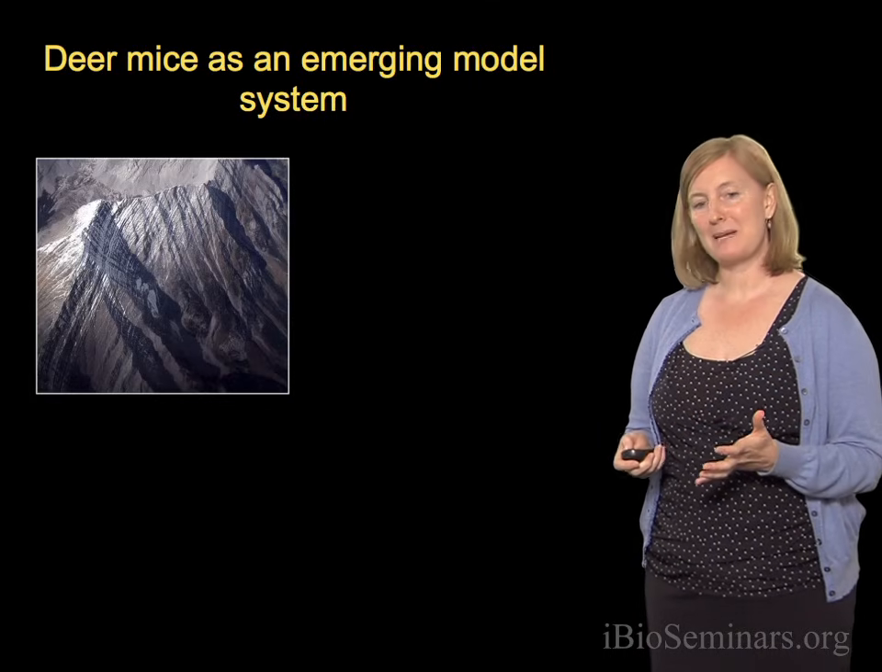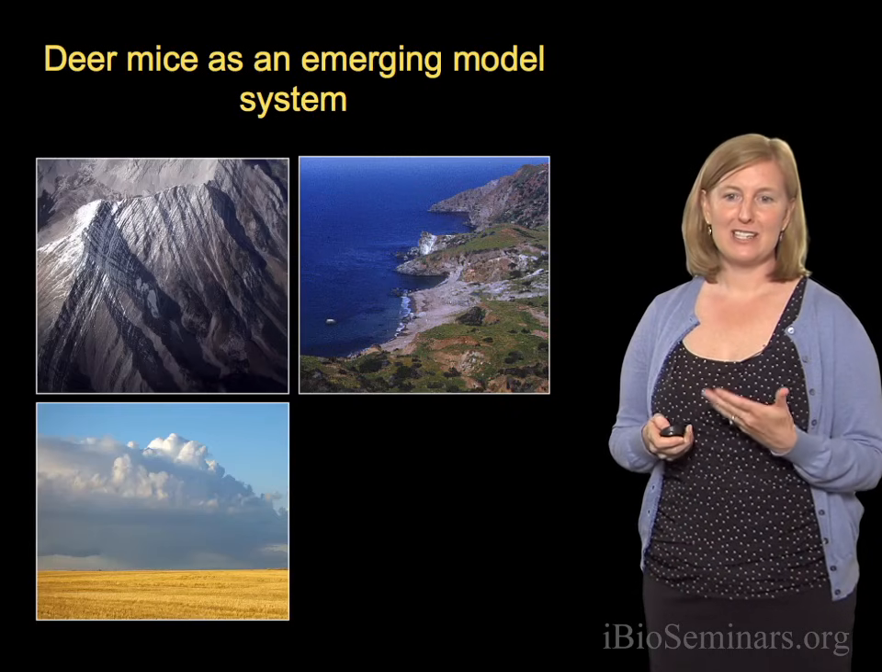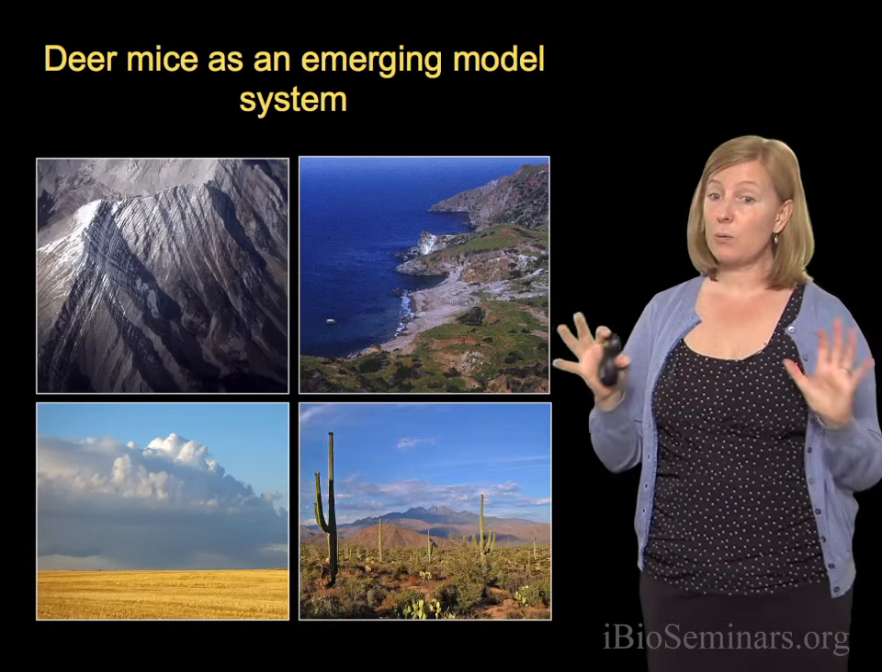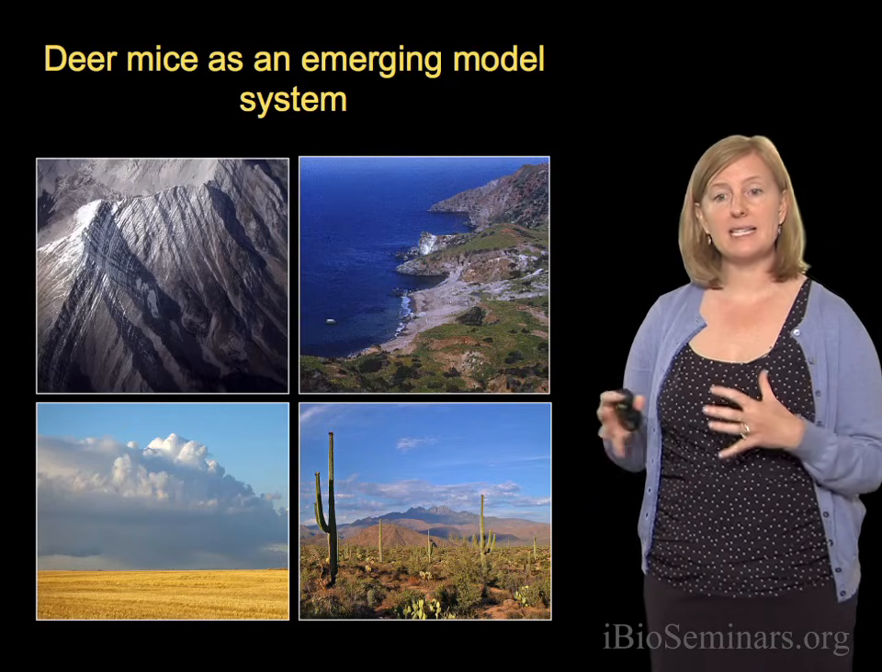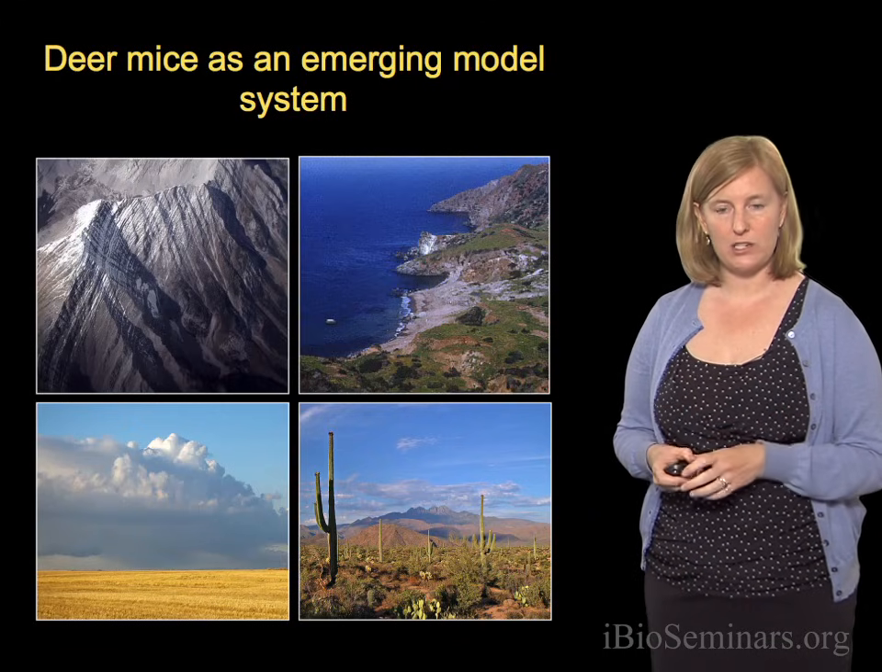So from the top of the Rocky Mountains, out to the shores of Maine, to the plains of Kansas, to the deserts of Arizona. So they're very widespread in their distribution, and because they live in all sorts of different habitat types, there's a lot of opportunity for local adaptation.